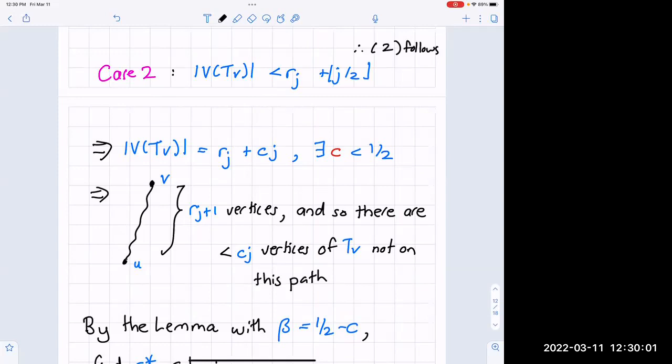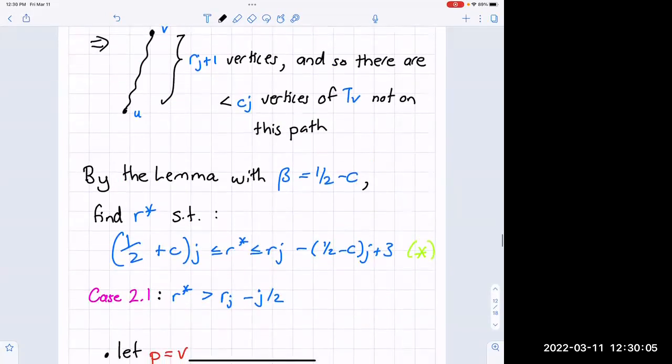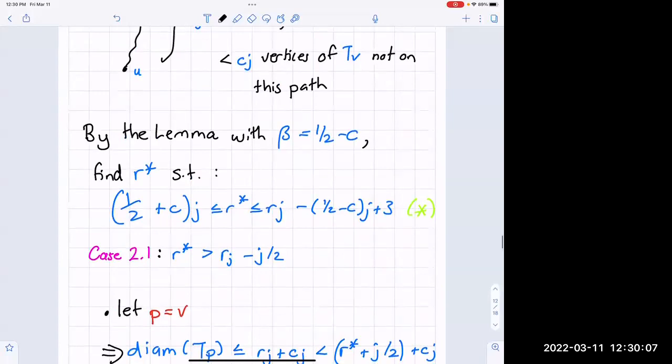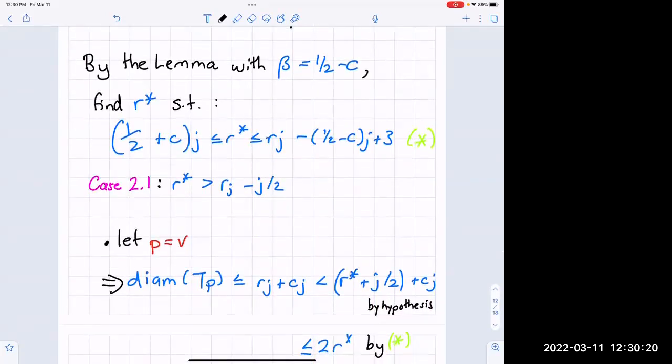Okay, so I haven't used the lemma. So let's use the lemma with beta equal to 1/2 minus C. You'll find an R star sandwiched between these values, and I'll call these two inequalities star. So just some subcases. First, if R star is large, it's bigger than Rj minus J over 2.